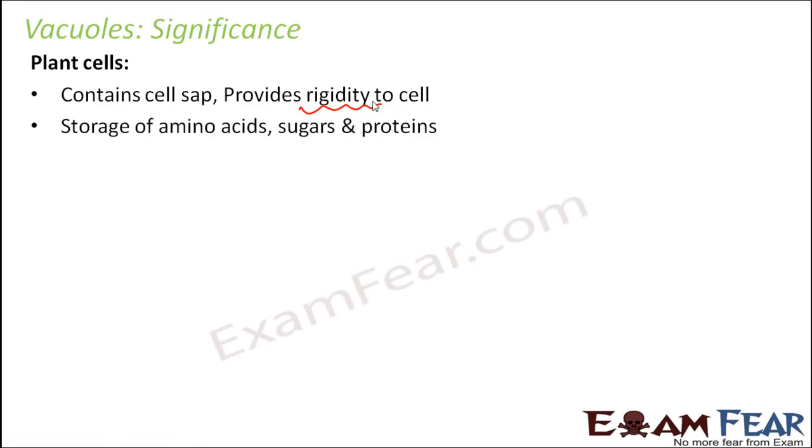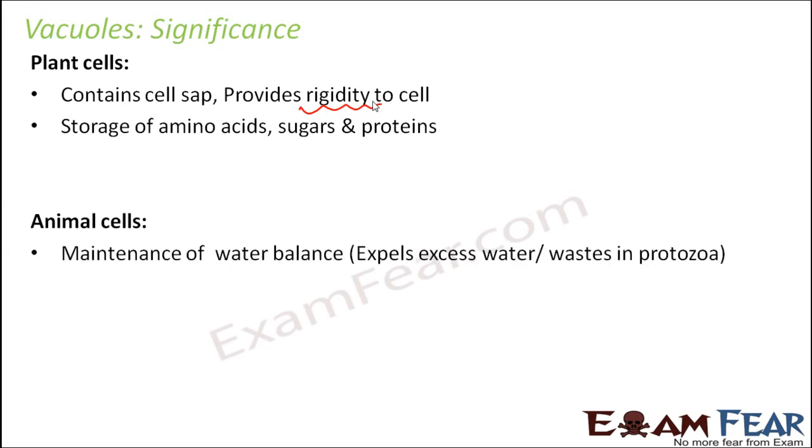They are also used for storage of amino acids, sugars and proteins. Whereas in animal cells, they are used to maintain the water balance, for example, to expel excess water or wastes in protozoa, as we saw in the contractile vacuole. They are also used for ingestion of nutrients, for example, the food vacuole in amoeba. So it is also used for taking in the nutrients. So in animal cells, they serve a different type of role.